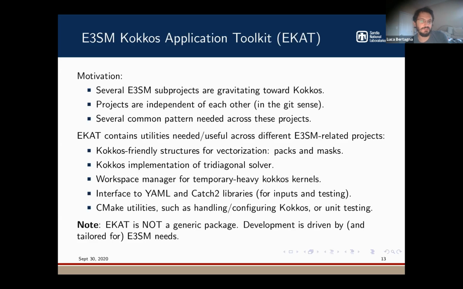These projects sometimes are independent of each other in the Git sense, or they're different repos, but there are several common patterns that are needed across these projects. So we implemented some of this in EKAT. For instance, we implemented Kokkos-friendly structures for vectorization needed on CPU, the tridiagonal solver that I mentioned when I talked about the nonlinear solvers, the workspace manager for temporary-heavy Kokkos kernels, which I mentioned before, and then a few other utilities, including CMake goodies that help you handle and configure Kokkos or unit testing.